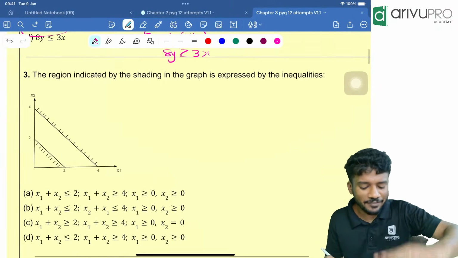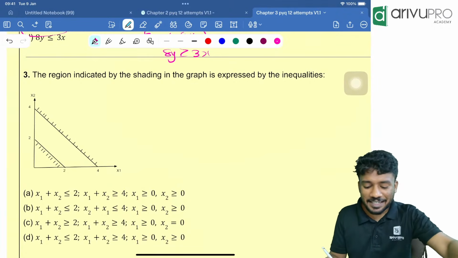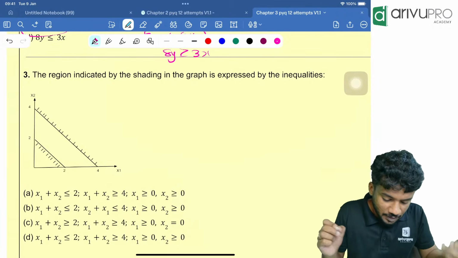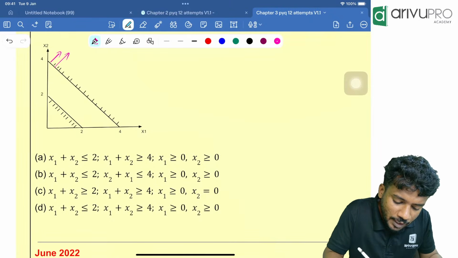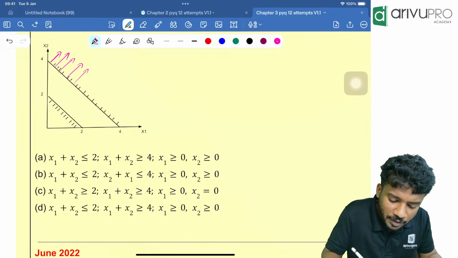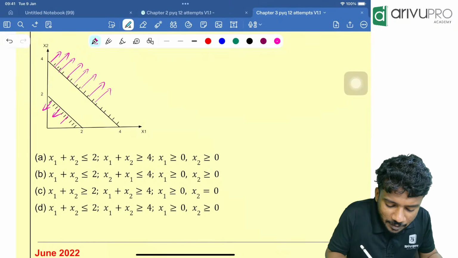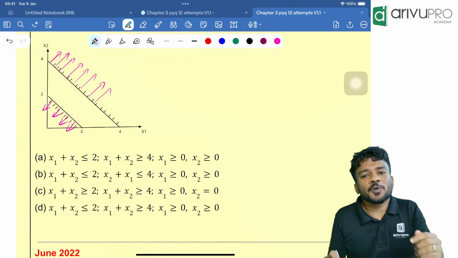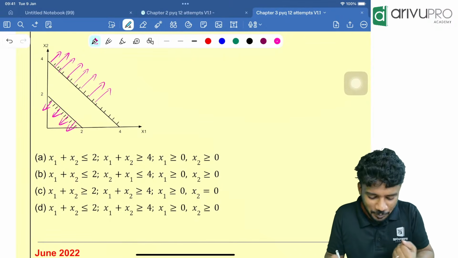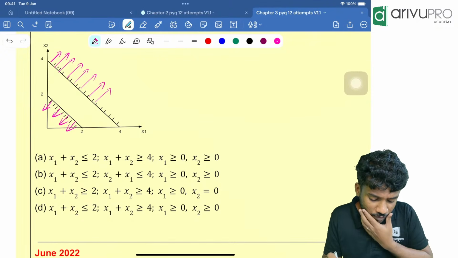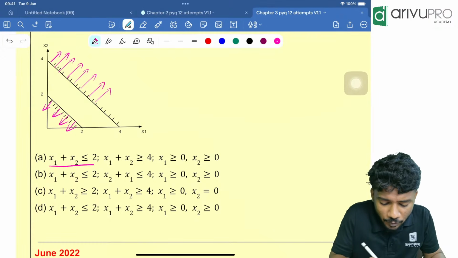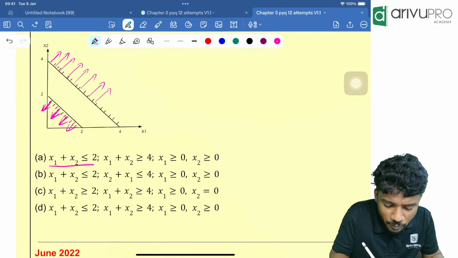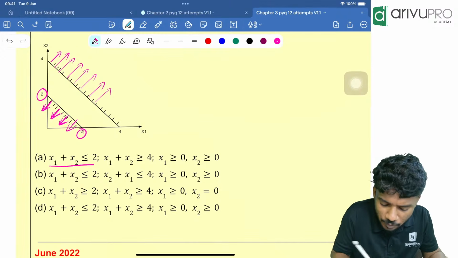Next question, a very easy question. The region indicated by shading of the graph is what? People, look here. This area is going away from the origin, correct? This one, the area is coming towards the origin. That means one is greater than and the other one should be less than. If you look here, which option should be the answer? Now, x plus x2 less than or equal to 2. That means it is coming towards the origin. Points are 2 and 2, correct?